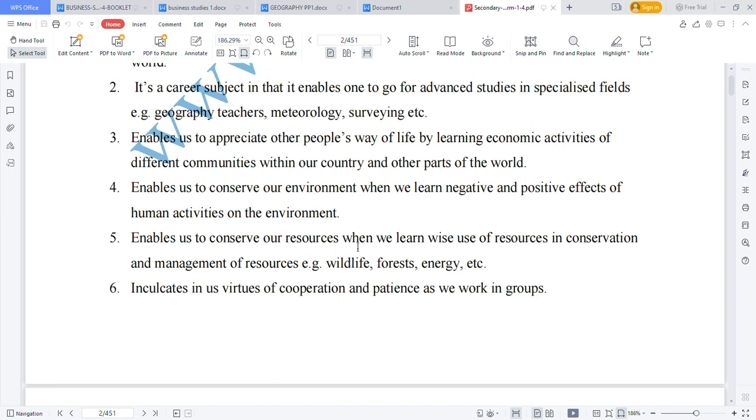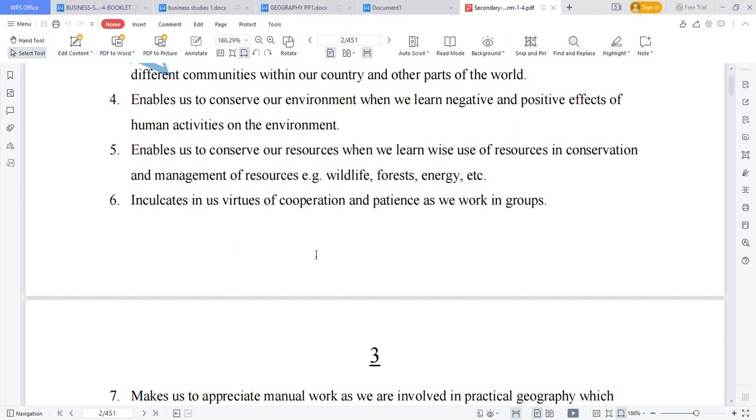Number 5, it enables us to conserve our resources when we learn wise use of resources in conservation and management of resources, e.g. wildlife, forest, and energy. We'll be seeing those as we move forward.